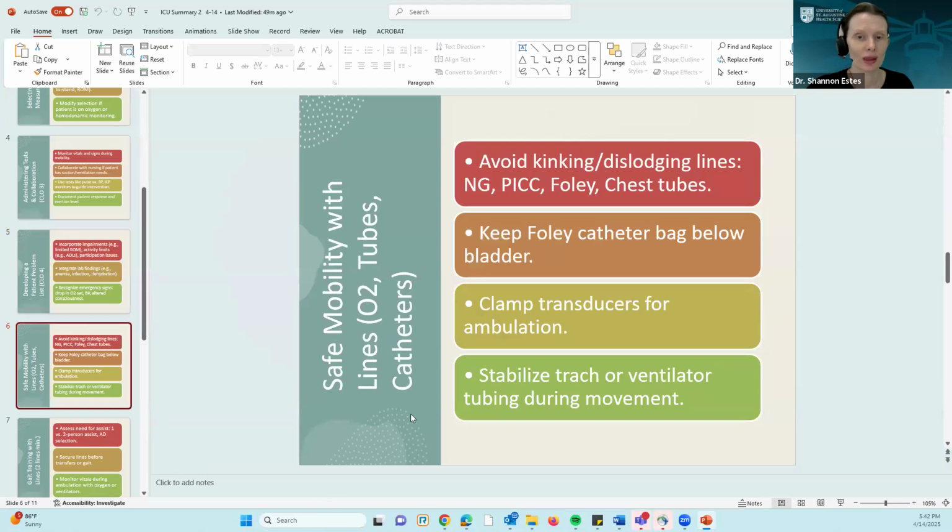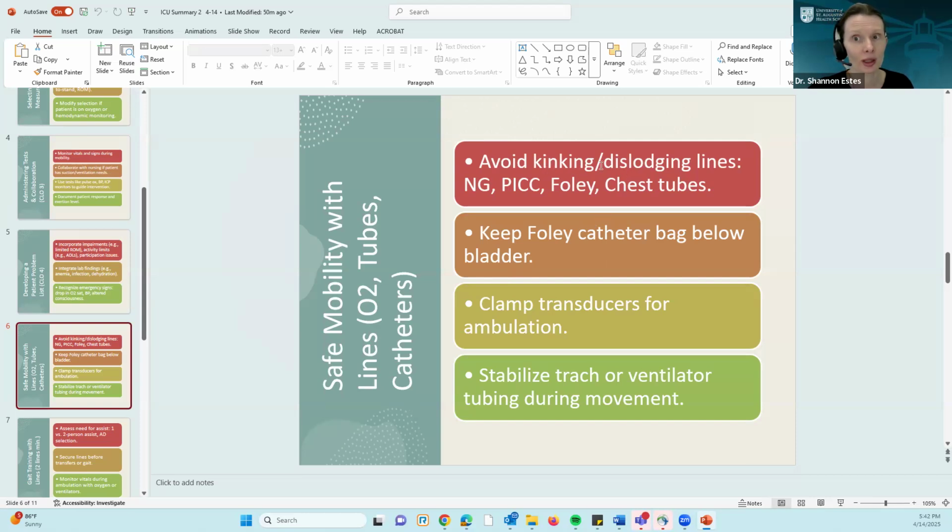Safe mobility. So with lines and tubes, things like that, you just have to be careful. If you aren't sure of a line or tube, you need to ask. Don't be afraid to ask if you haven't seen it before. Ask your colleagues, ask the nurse. Don't try to mess with it if you haven't seen it and you don't know what it is and you don't know how to handle it. It's much less safe to do that than just to ask and get help.